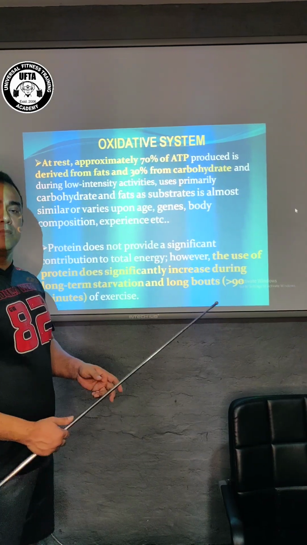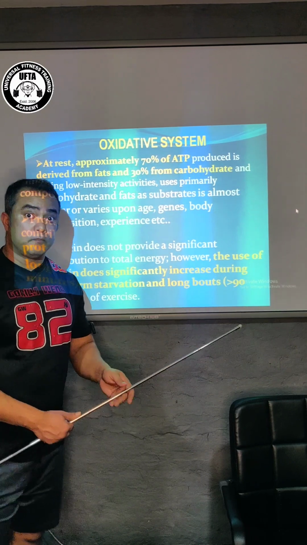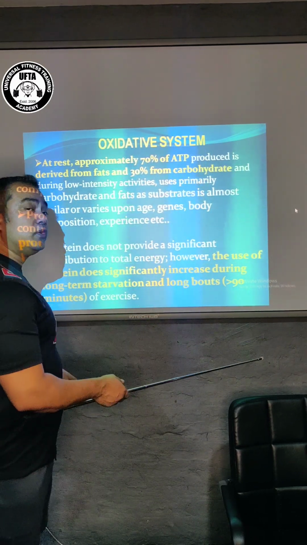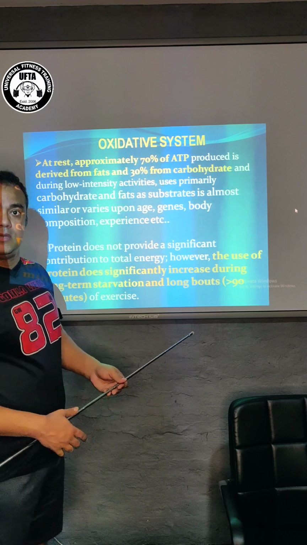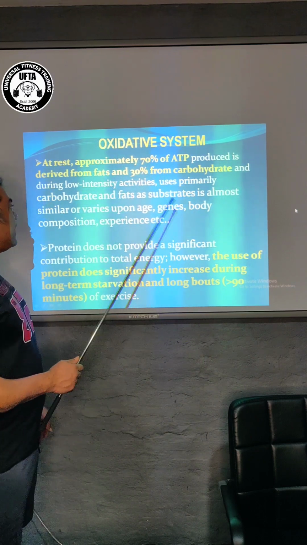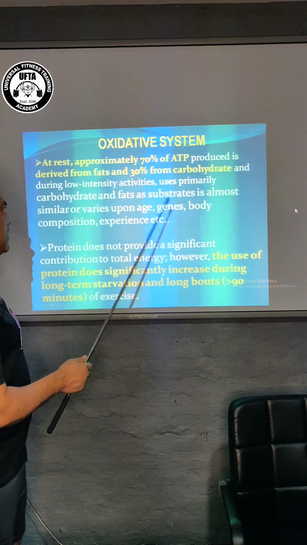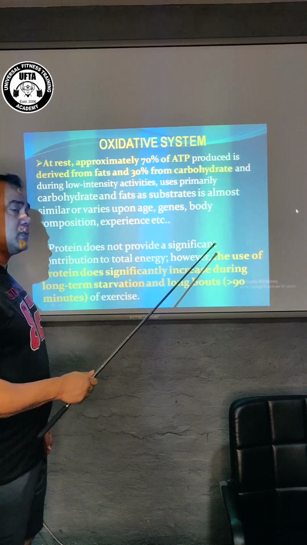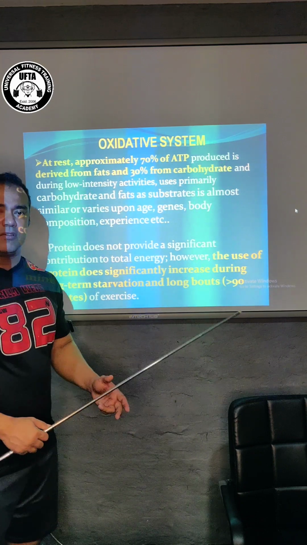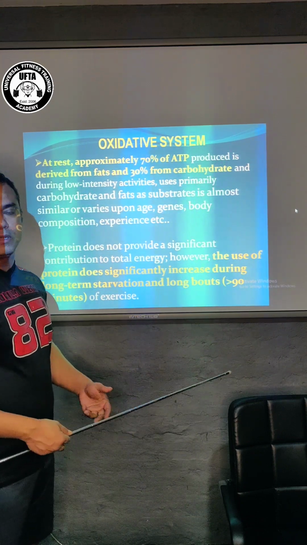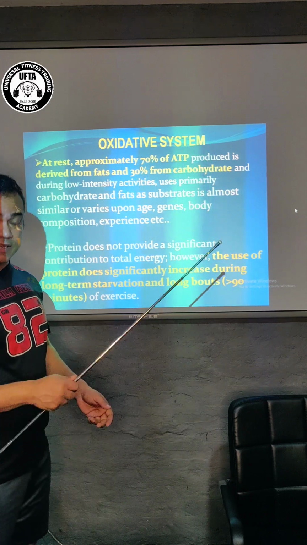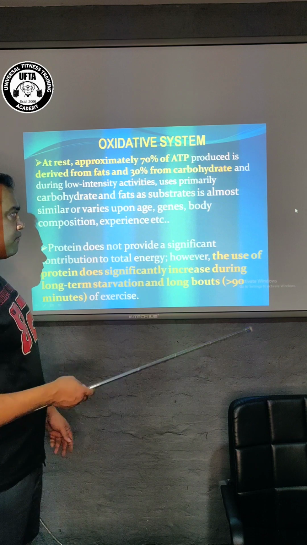The oxidative system, as I mentioned, is the long-term energy system, meaning the body uses oxygen to generate ATP. So at rest, approximately 70% of ATP is produced from fats and 30% from carbohydrates. At rest means you are sleeping and not doing any activity, but the body is still producing ATP, 70% from fats and 30% from carbohydrates.